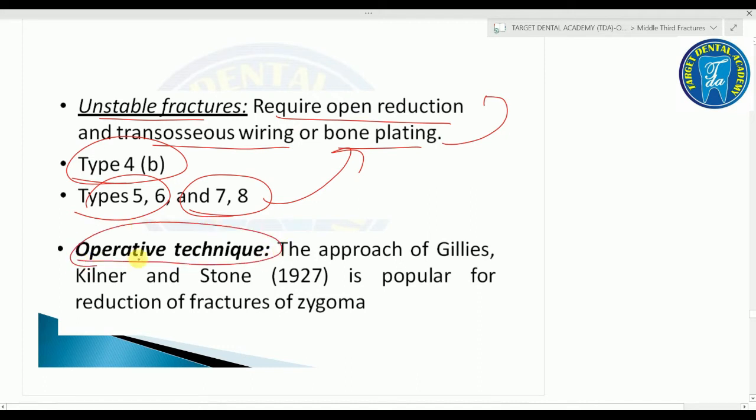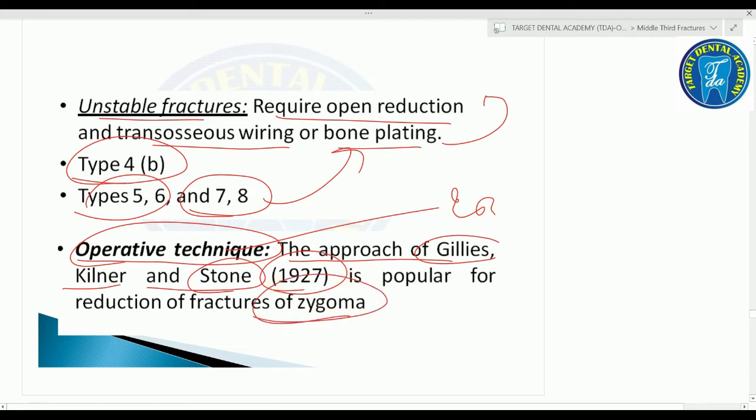Next is the operative technique, very important. The approach of Gillies, or Kilner and Stone in 1927, popularized the reduction of the fracture of the zygoma. This technique is known as the Gillies technique or the Gillies temporal approach.